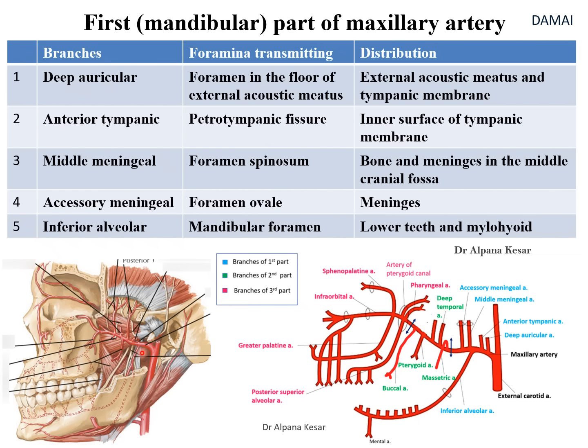And a branch arising from its inferior surface is inferior alveolar artery that travels along with the inferior alveolar nerve in the mandibular foramen and mandibular canal to supply all the teeth.